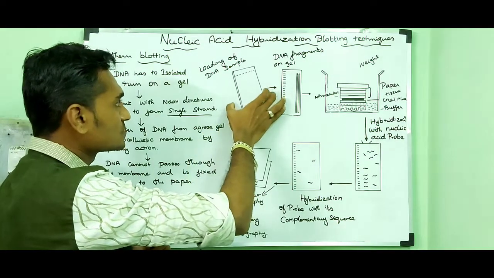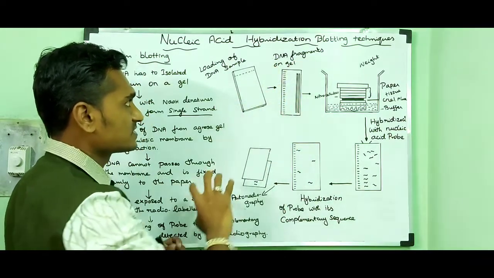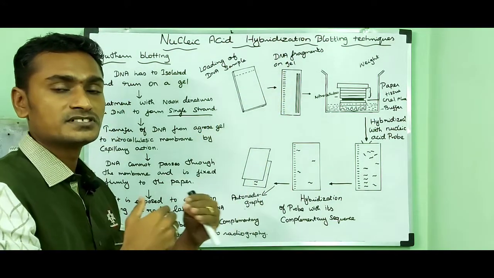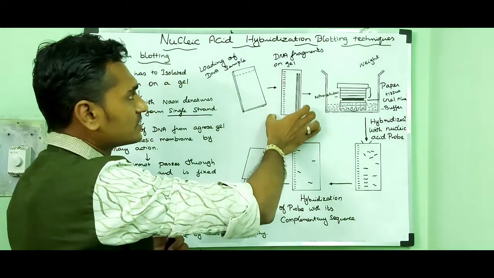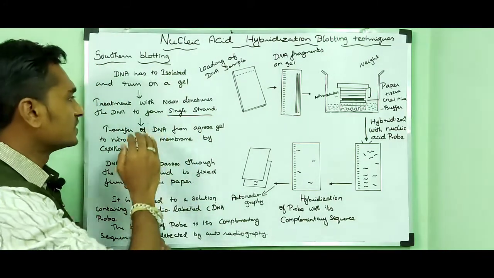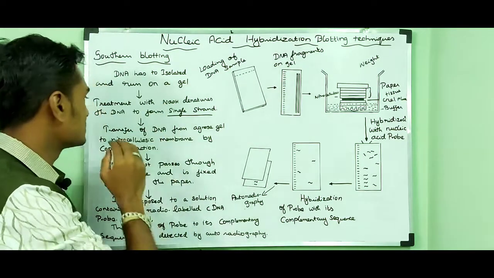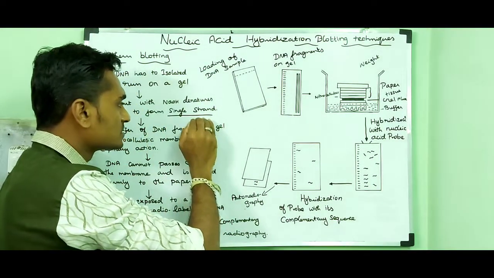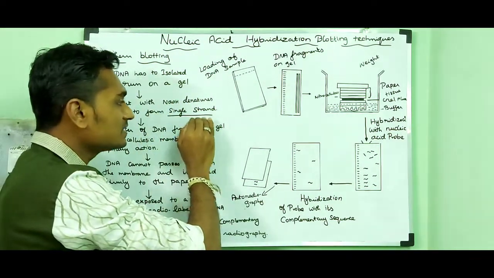So the first diagram shows the loading of the DNA sample, then the second diagram shows the DNA fragments on the gel. After the gel electrophoresis, the DNA fragments are separated depending upon their size and their net charges. So here the picture shows the DNA fragments on the gel plate. Then these DNA fragments are treated with NaOH, sodium hydroxide. This sodium hydroxide denatures the DNA to form single strands. So this is a very important step.